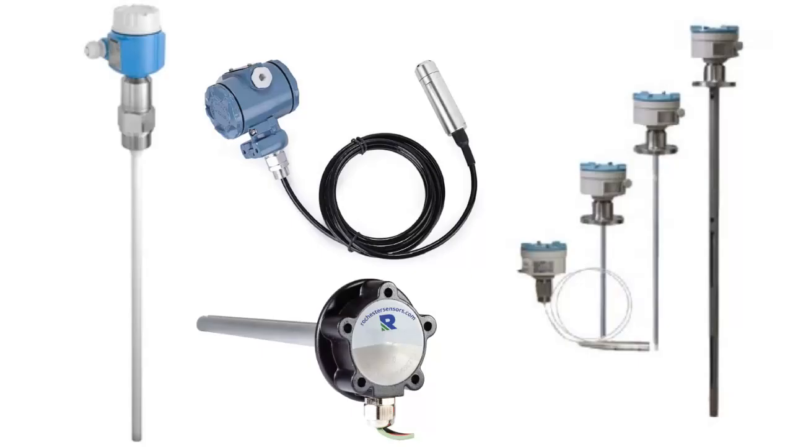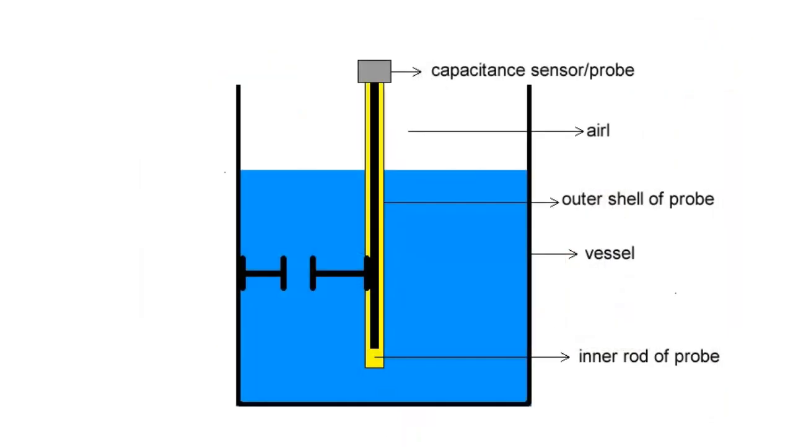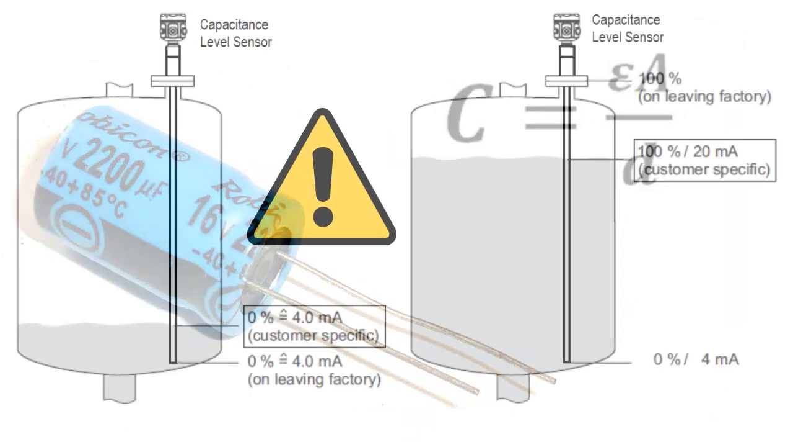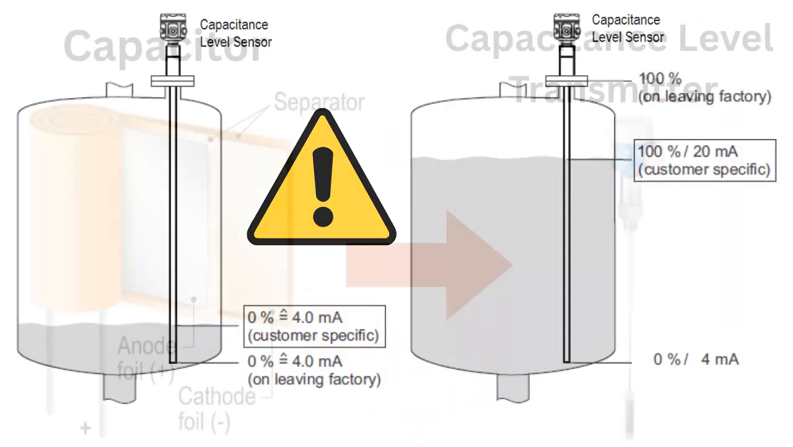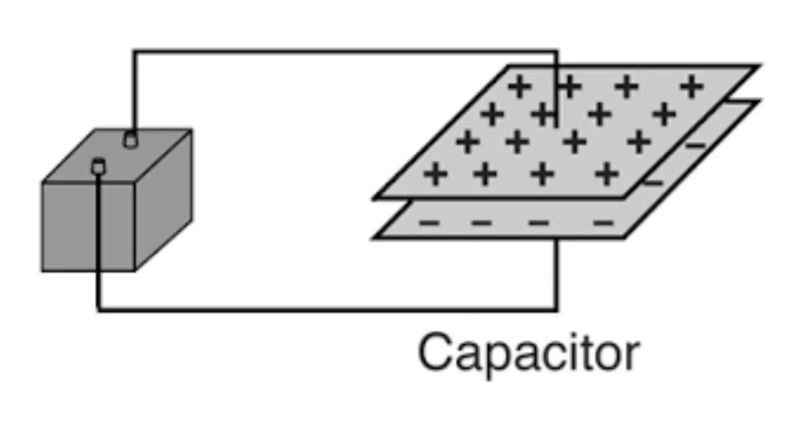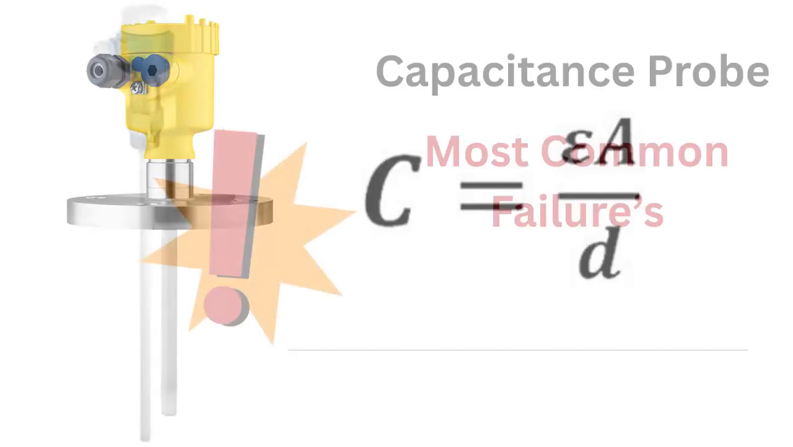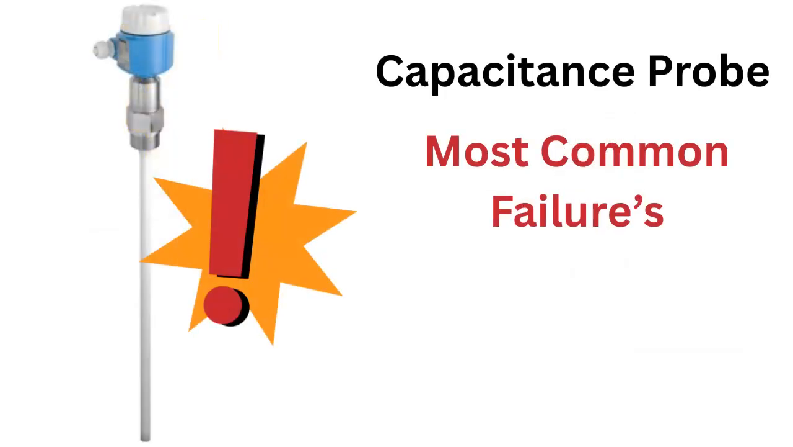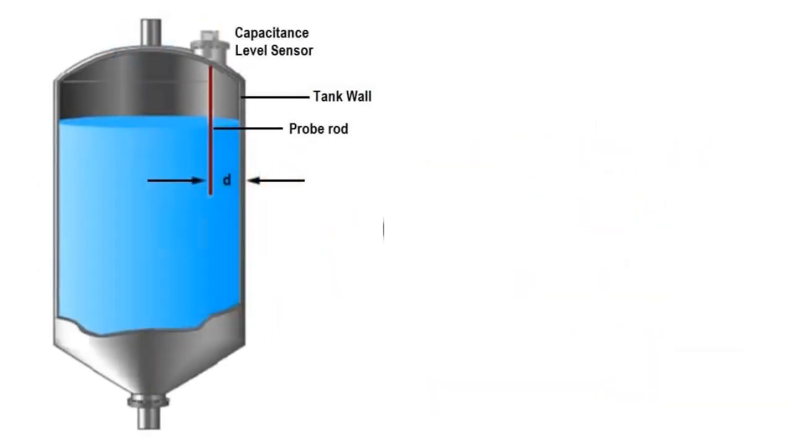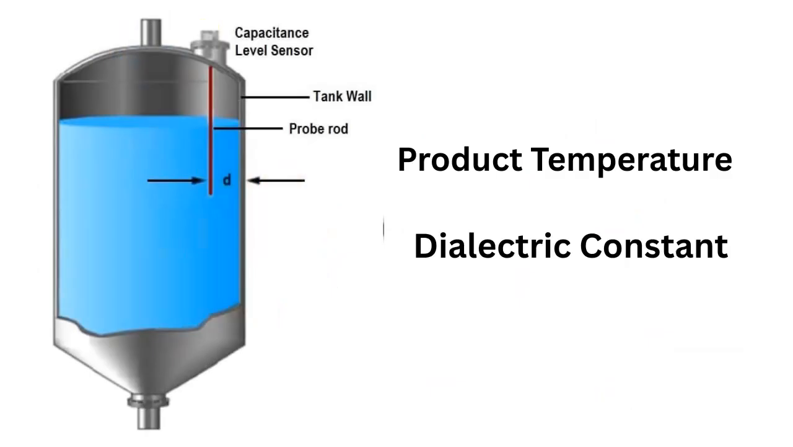If you work with level measurement, you've probably seen a capacitance probe. But if you don't understand the core formula behind how a capacitor works, you are guaranteed to miscalibrate and misdiagnose this critical instrument. This video is the ultimate crossover. We'll show you the essential physics of capacitance, how the level transmitter uses that exact formula to measure product, and the three most common failures caused by product coating and density changes. Stay until the end, because the relationship between product temperature and dielectric constant is the key to mastering calibration.